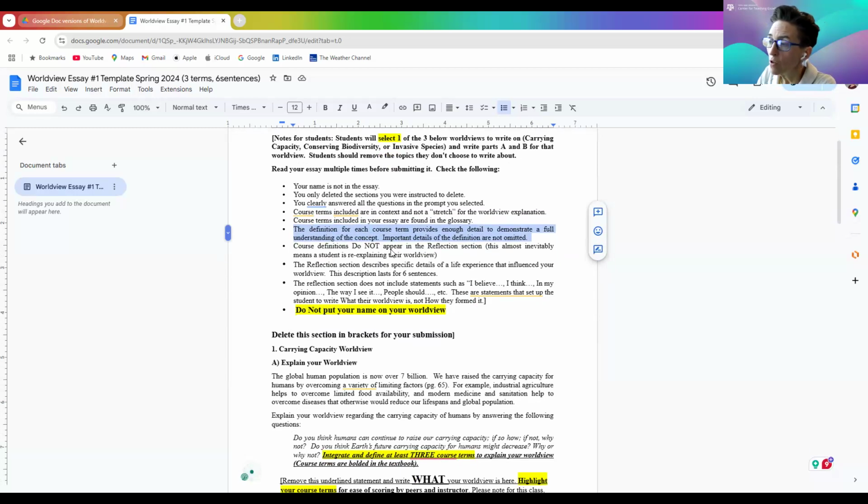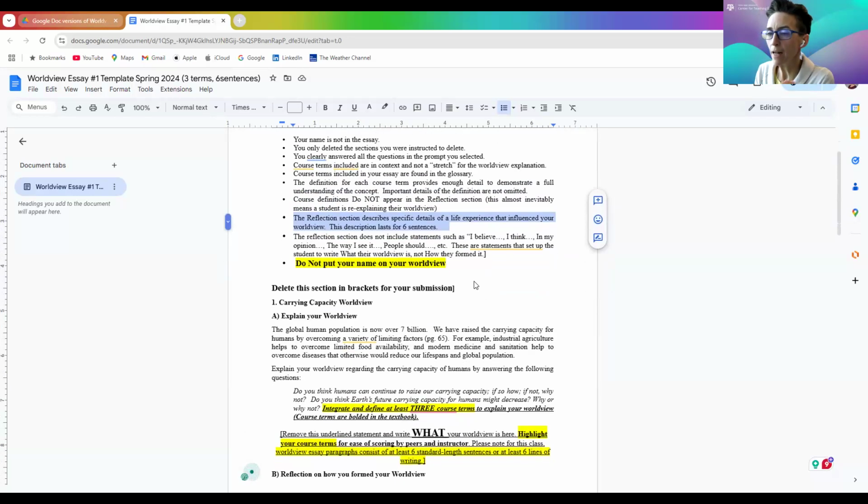Course definitions should not reappear in the reflection, and I'll show you what that is in a second. So there's a part where you explain what your worldview is, and that's where you're answering the questions and including your course terms and defining them. And there's a second part, which is a reflection, and you do not put course terms there. The reflection section is reflecting on a specific life experience that formed your worldview, that got you to believe what you believe.